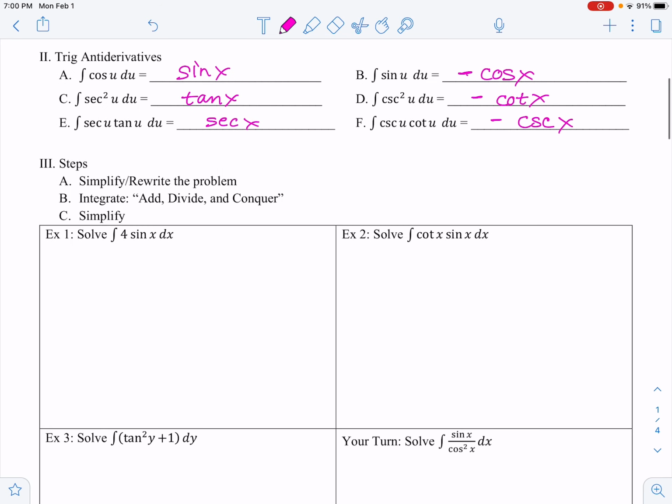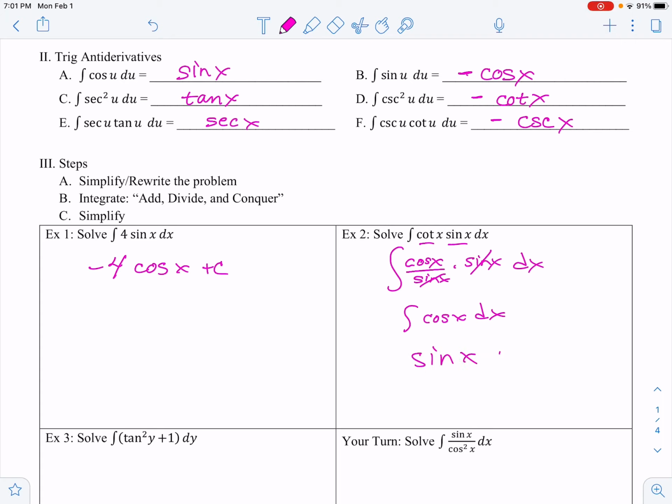Same thing. The 4 comes out front. The antiderivative of sine is negative cosine, and you still add the c. Okay, sometimes you're going to have to use your trig identities to simplify them beforehand. Okay, cotangent times sine, I can't do that. It's not one of my pretty ones, but the cotangent is cosine over sine times sine. These guys cross out, and now I'm just taking the antiderivative of cosine of x, and you get the sine of x plus c.